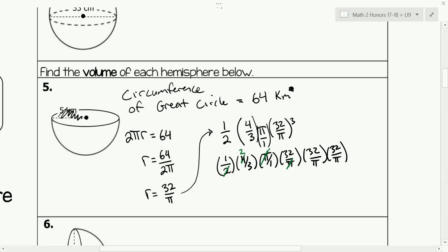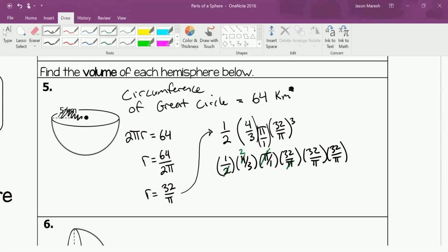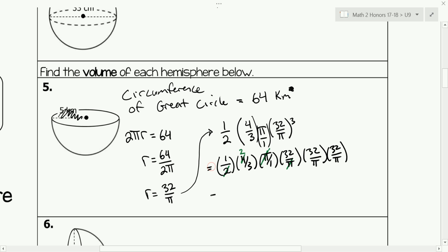So now for my final answer, I'm going to have to multiply all my numerators together. So 2 times 32 times 32 times 32. Need your help with the calculator on that one. What do we get? 65536. Okay. And then for the denominator, I can handle that one. I got 3, and we got pi times pi, which is pi squared.